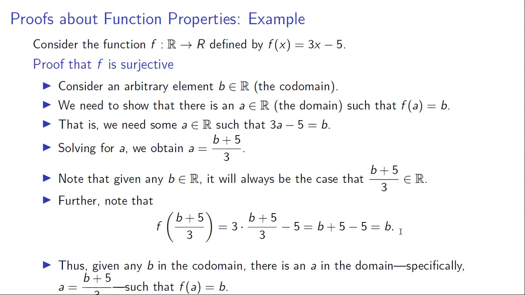So what did we show? We showed that it is always possible to hit or to reach the elements of the codomain. No matter which element of the codomain you pick, it's possible for the function to reach it. So that is exactly saying that the function is surjective, meaning every element of the codomain gets reached by the function. Okay, great.